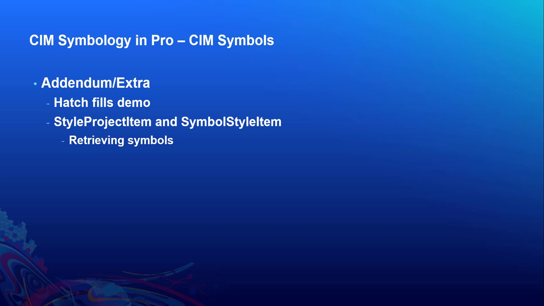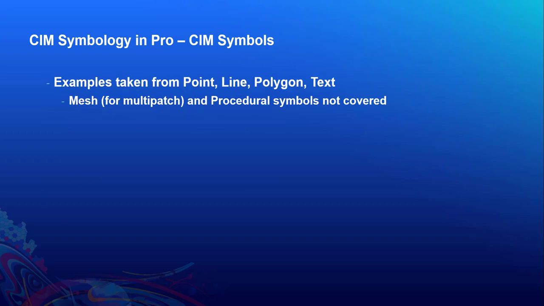And then I also had a description in the slides of style project item, symbol style item, and then using them to retrieve symbols from StyleX files in Pro. So those slides are still in the PowerPoint, but me running through them, I've cut from the final video. There will be a number of examples, and the examples will be taken from point, line, polygon, and text. I'm not going to cover mesh or procedural symbols in this session.